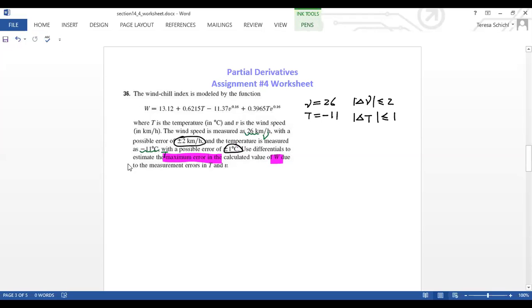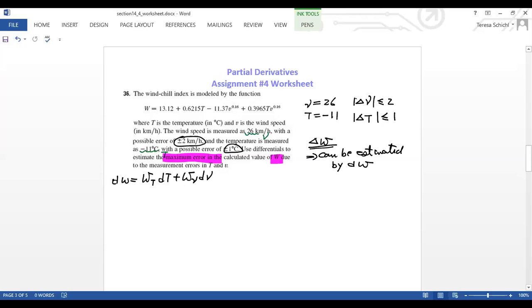So now let's take a look. The W is here. Basically I want to estimate delta W, and I know that delta W can be estimated by dW, right? And I know what dW is. So dW will be equal to the partial derivative of W with respect to T, times dT, plus the partial derivative of W with respect to V, times dV here. All right?